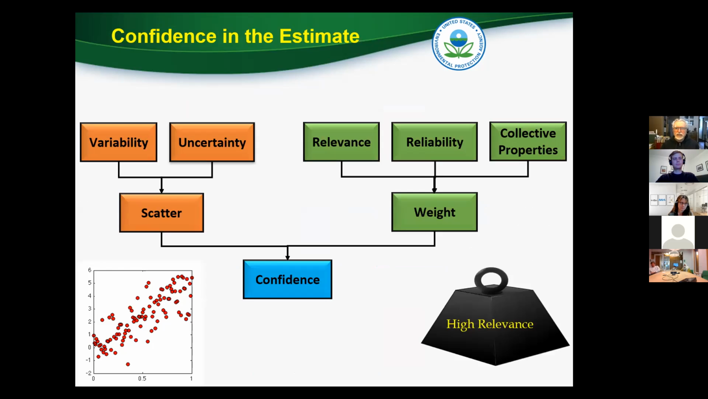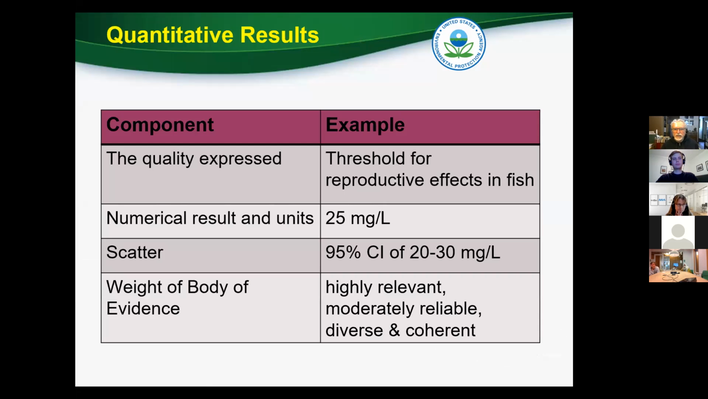And this shows two ways you can contribute to overall confidence. One is the weight, which we just discussed over on the right. But you also need the traditional statistics of the data that went into that estimate, variability and uncertainty, which I've just combined and called scatter. But typically, this is something like a confidence interval. So you have both a confidence interval and a weight.